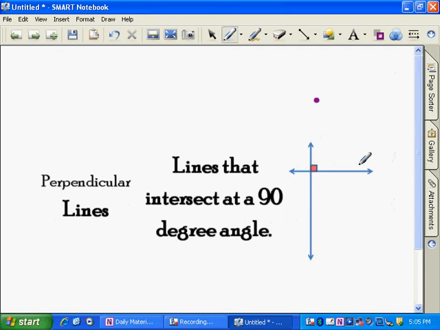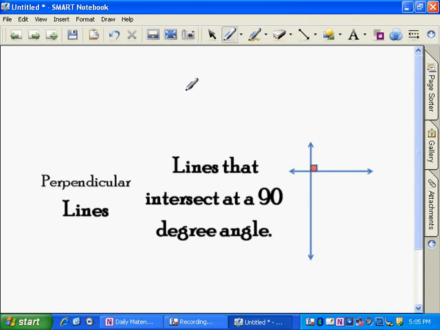Perpendicular lines are lines that intersect at a 90-degree angle, and it doesn't just have to be lines. Same thing with parallel. You can have 2 line segments that are parallel, right? But speaking about perpendicular, these lines intersect at a 90-degree angle.